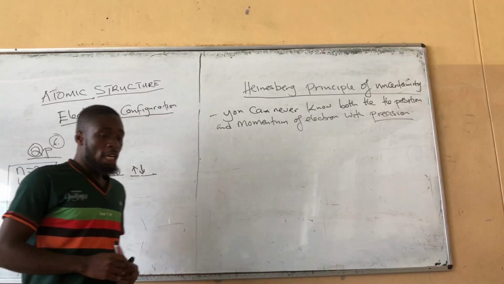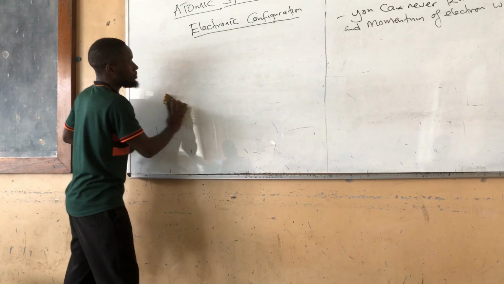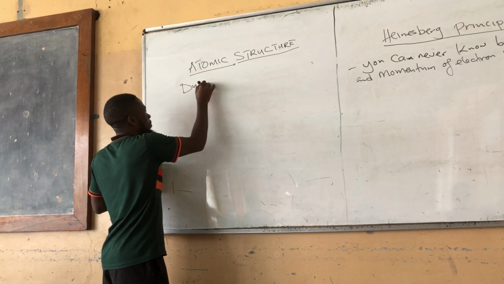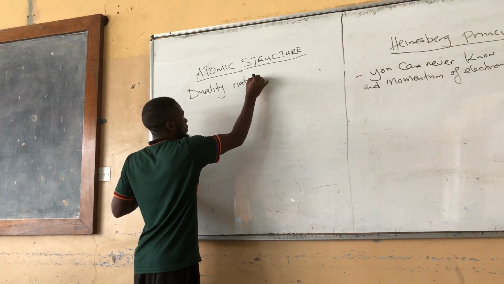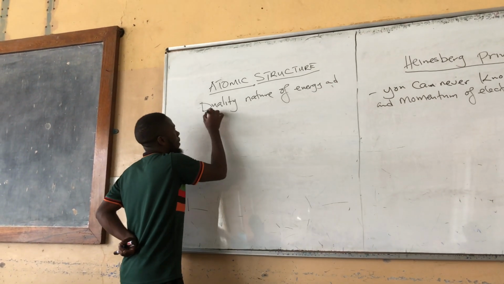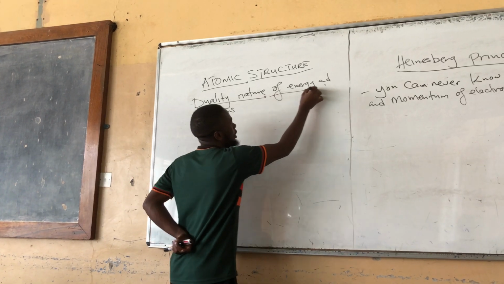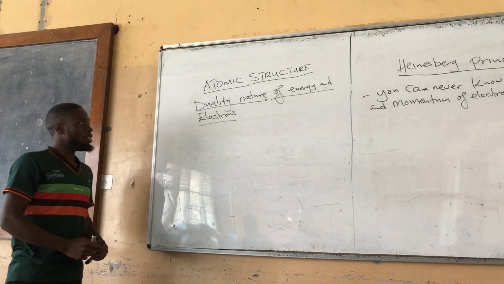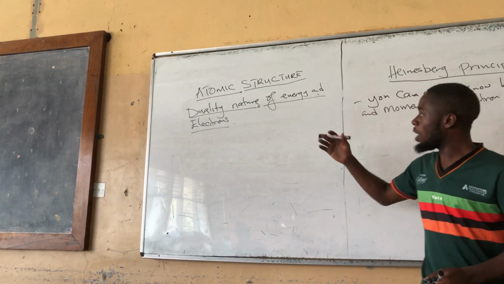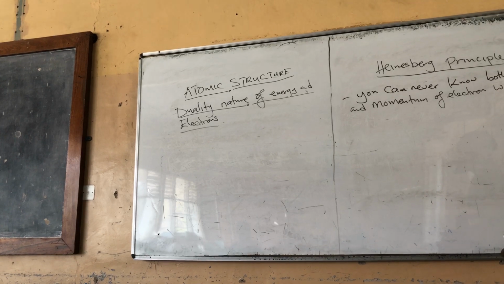So here, before we move to the next topic, let me explain certain things. Let's talk about the dual nature of energy and electrons. So here we're being told that an electron can act both as a wave and as a particle. So an electron can behave as a wave and also as what? As a particle.